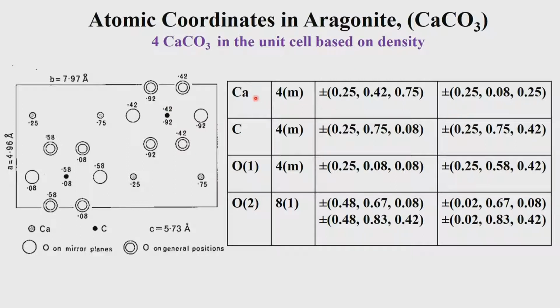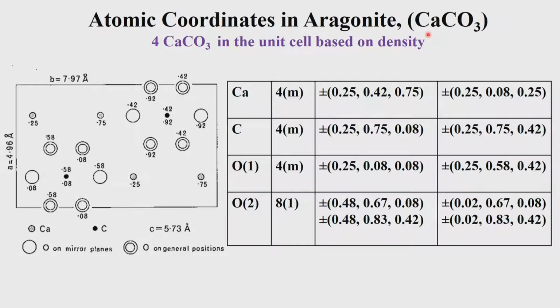So, the calcium, carbon and 1 set of oxygens all occupy the 4m position, and the 8i position, which is the general position, is occupied by 8 oxygen atoms. So, totally we have 12 oxygen atoms, 4 and 4 calcium and carbon, and this determines the entire structure in the unit cell. So, what are the assumptions we have made here?